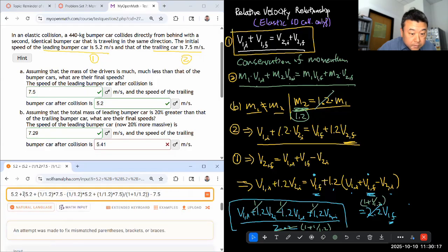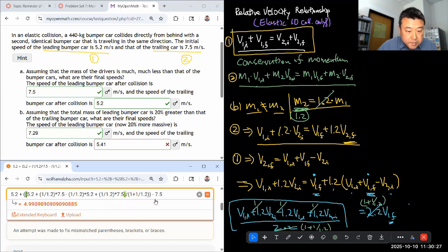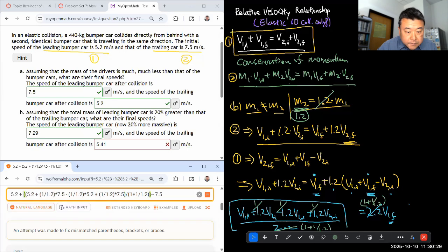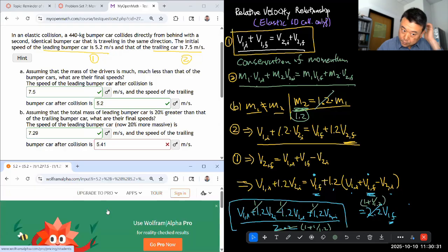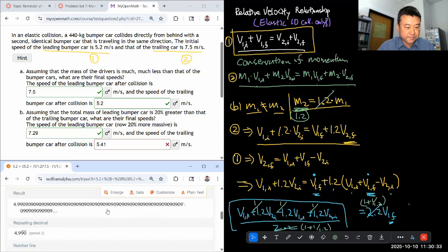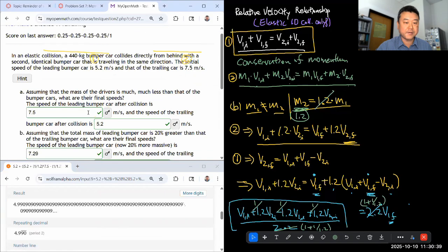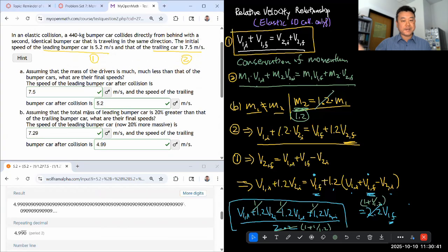oops, oh, I see. Yeah, they were mismatched parentheses. All right, let's just get the correct answer. 4.99. So other than that little hiccup with which one is 20% heavier, algebra is much quicker.